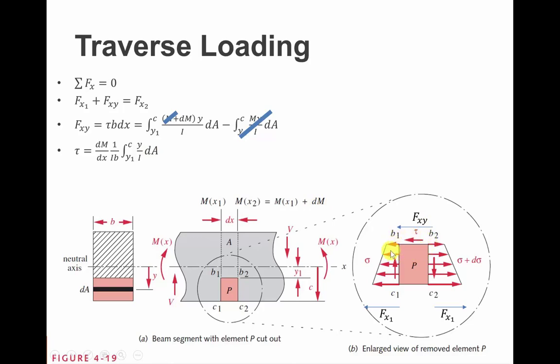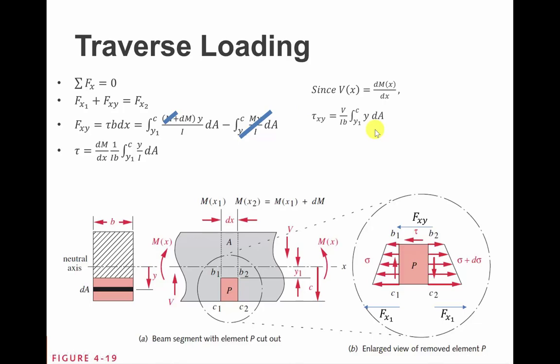And this is what we were looking for. A couple things to note. What is the derivative of the moment function? The derivative of the moment function is the shear function. So this dM over dx can be replaced with V. And so the problem reduces to this, V over Ib.